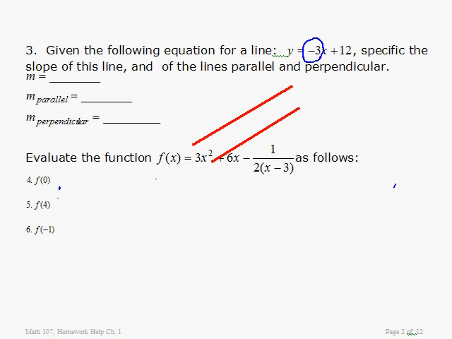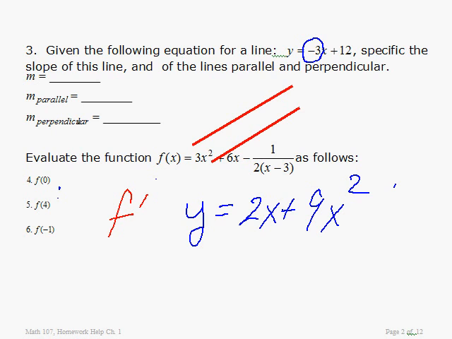Okay, let's look at 4, 5, and 6. 4, 5, and 6 have to do with what's called function evaluation. Remember, if you have something that is an equation, let's just say it's 2x plus 9x squared, fine, and this is a function, you can replace the y with another name, f of x or g of x or h of x. You get to pick that letter. Okay, f is typically used. So when the equation is a function, it has two names, y and f of x.